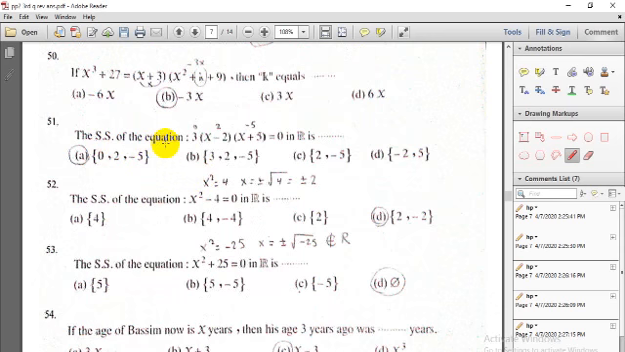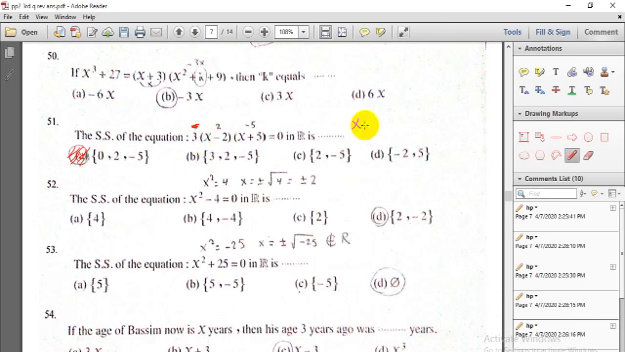Complete with me this. Solution set of the equation: I have here 3 times x minus 2 times x plus 5. Do you remember? The 3 will not give me anything because 3 doesn't have x. If it were 3x, it would give me 0. But here 3 alone gives me nothing. And x minus 2 equals 0.